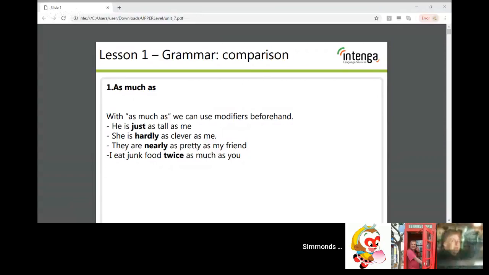He's just as tall as me. He's hardly as clever as me. They're nearly as pretty as my friend. I eat junk food twice as much as you.